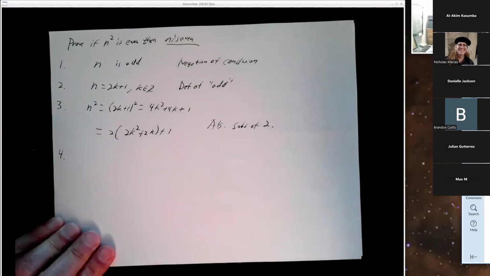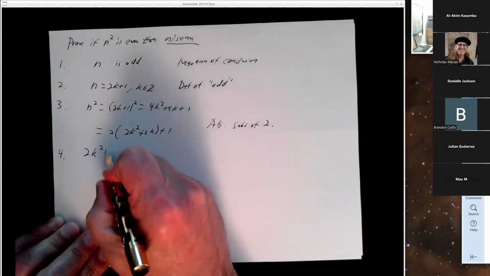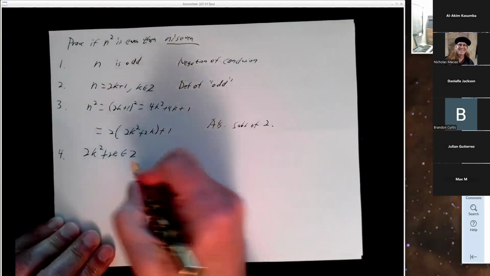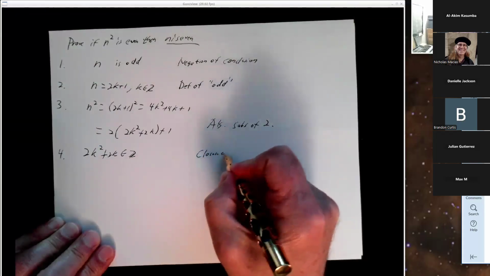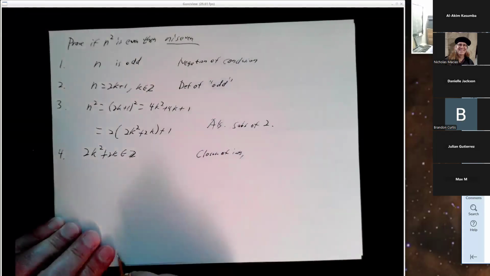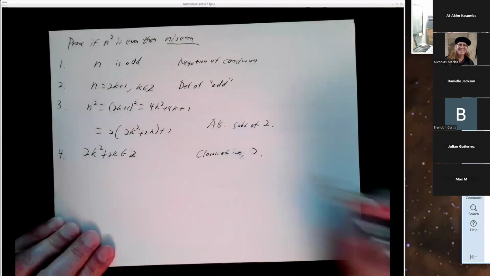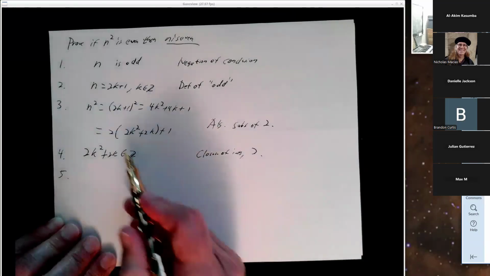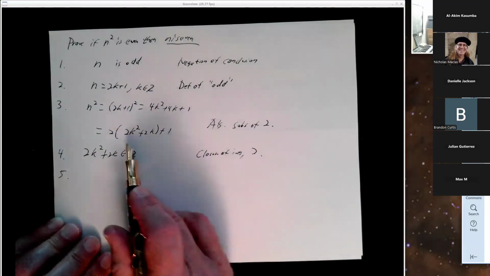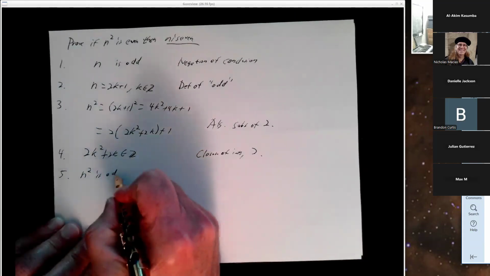And then make sure this is twice an integer plus 1. Just go ahead and state 2k squared plus 2k is an integer. That's closure of ints. And don't forget the important fact that k is an integer, which comes from proposition 2. And now you can tie it all together. n squared equals 2 times this plus 1, and this is an integer. That means n squared is odd.